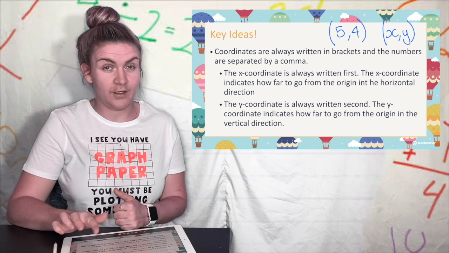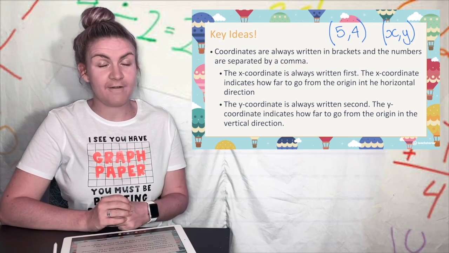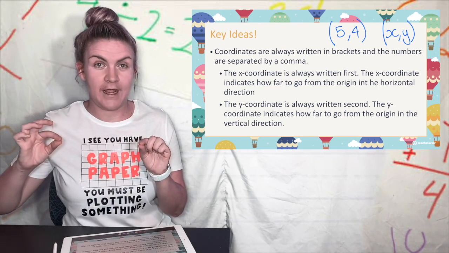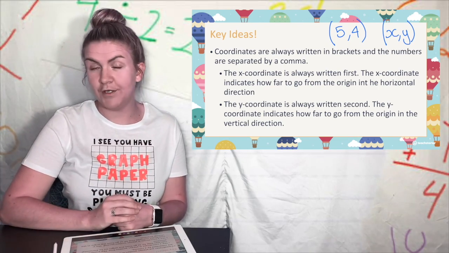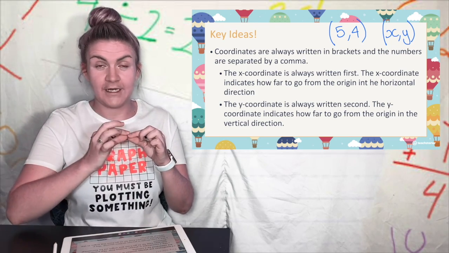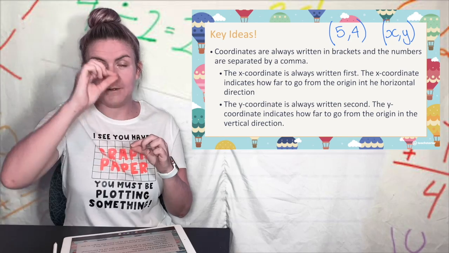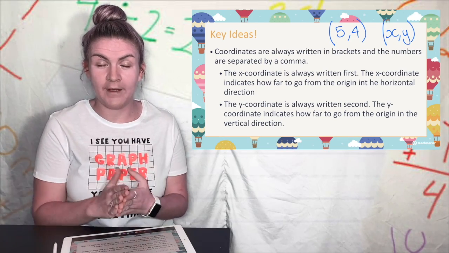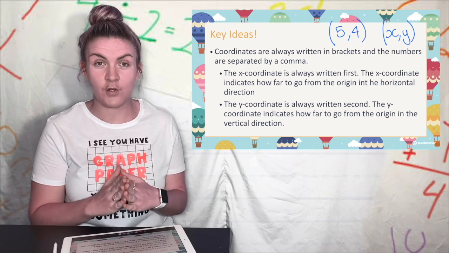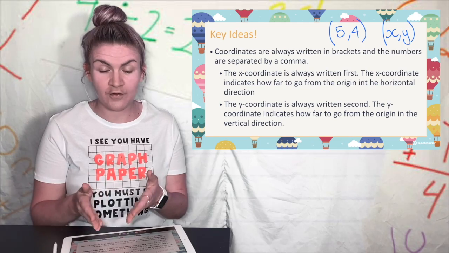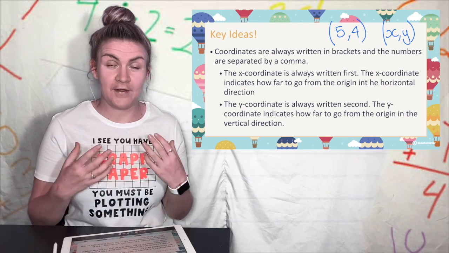The x coordinate, the first number, tells us how far away the position is from the origin along the horizontal axis. The y coordinate, the second number, indicates to us how far from the origin it is vertically, either up or down. Writing our coordinates in brackets like this with a comma is mathematical convention and we must always do it. It means that anyone, anywhere in the world could look at those numbers and realize that they are coordinates.